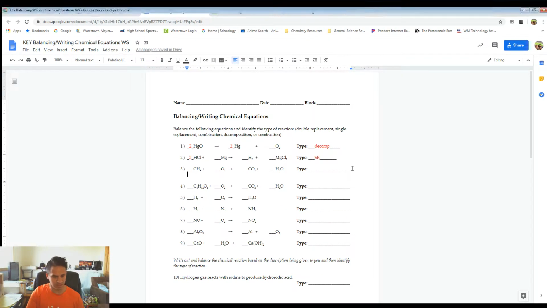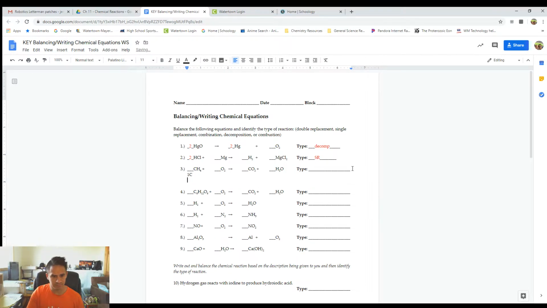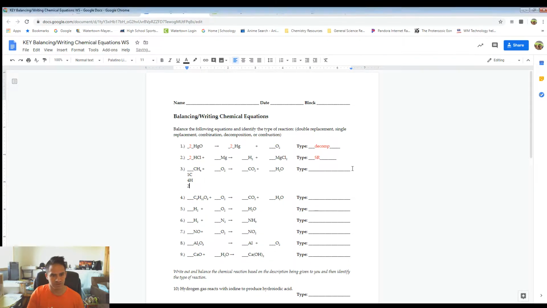So again, let's count. We have 1 carbon, 4 hydrogens, 2 oxygens. And on the right, we have 1 carbon, 2 hydrogens, and 3 oxygens. So we have to count the 2 that are on this compound and then the 1 that is there. So total, if you count all of them together, that's 3 total oxygens. All right, so I'm going to balance out the oxygens last.